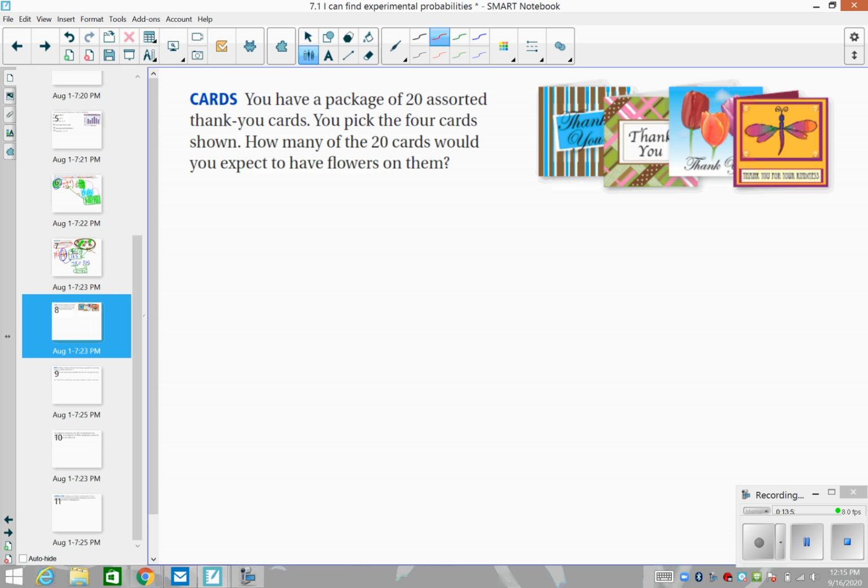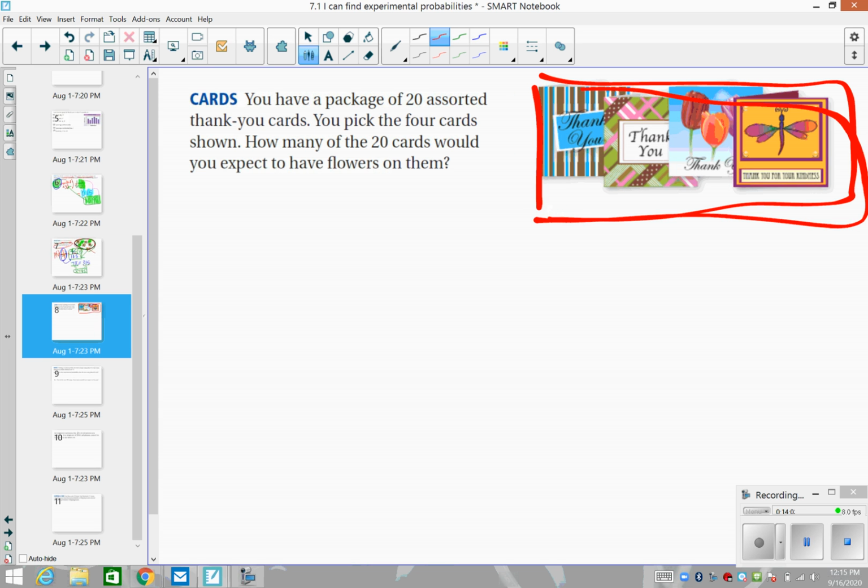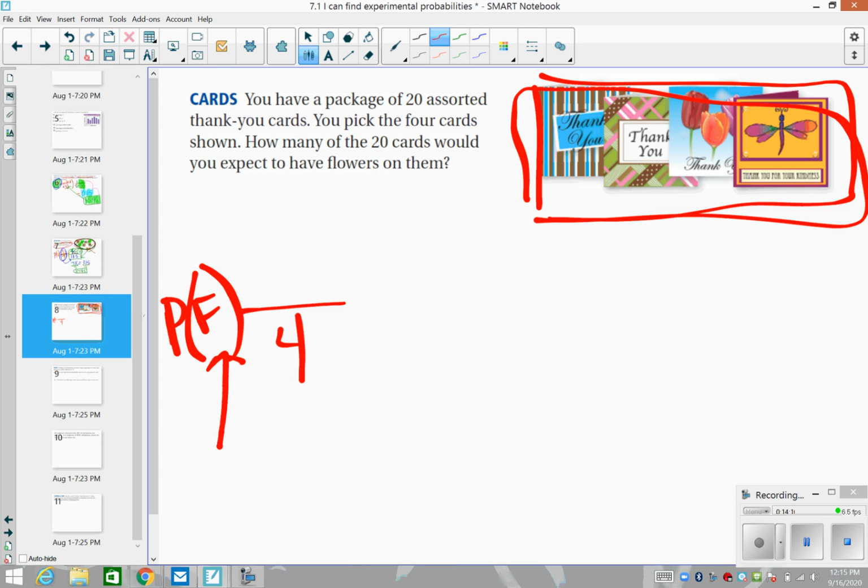You have a package of 20 sorted cards. You reach in and pick 4. How many of the 20 cards would you expect to have flowers on them? So let's look at our experiment. Our experiment is 4, and we're talking about cards that have flowers. What's the probability of cards that have flowers? In our experiment, I'm having a hard time seeing, but it looks like 1 out of the 4 says flower.